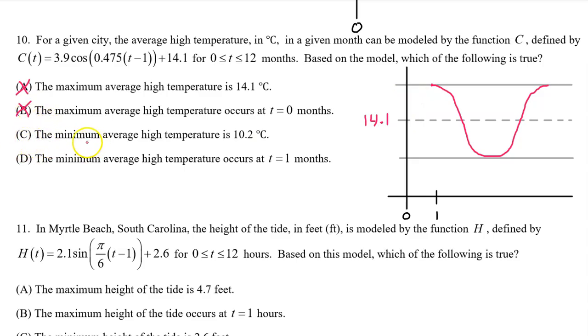Option C, the minimum average high temperature is 10.2. Well, the minimum temperature will be the middle value minus the amplitude. 14.1 minus 3.9 is 10.2. So the answer is C. The minimum average high temperature is 10.2 degrees Celsius. Glancing at option D, the minimum average high temperature occurs at T equals 1. Nope, that's going to be the max.